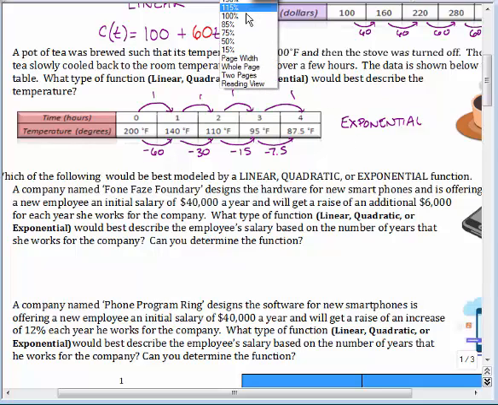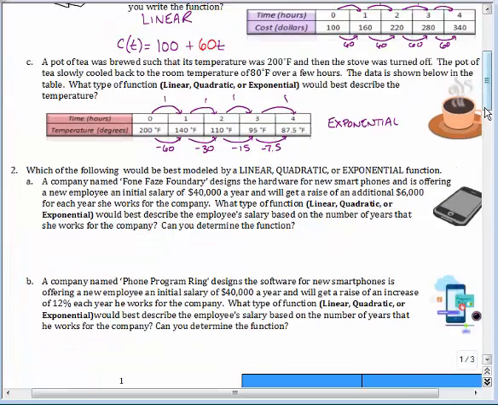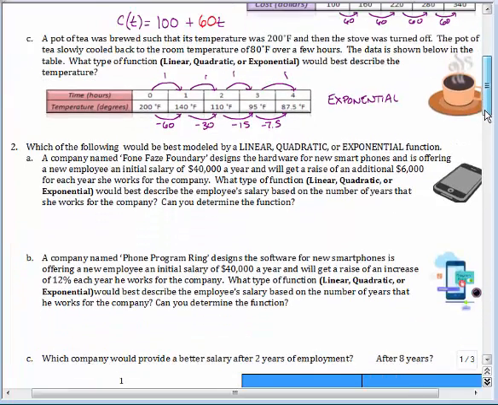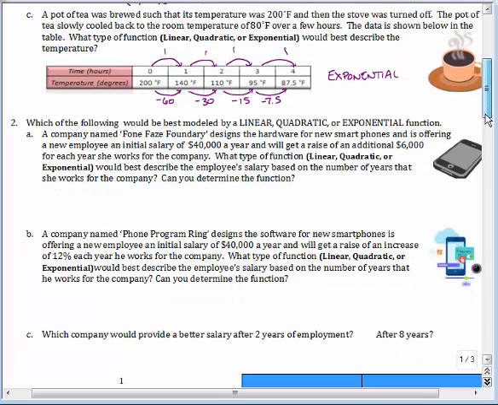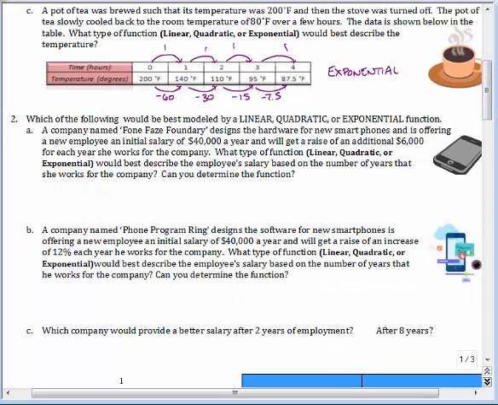Okay, which of the following would best be modeled by a linear, quadratic, or exponential function? A company named Phone Phase Foundry designs the hardware for new smartphones and is offering a new employee an initial salary of $40,000 a year and a raise of an additional $6,000 for each year she works for the company. What type of function, linear, quadratic, or exponential, would best describe the employee's salary based on the number of years she works for the company? Can you determine this function?